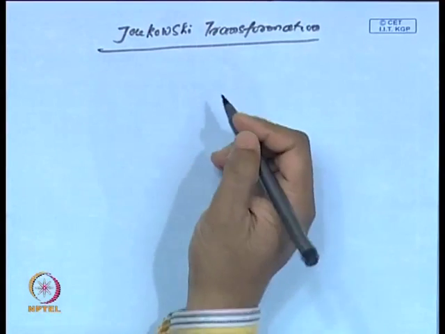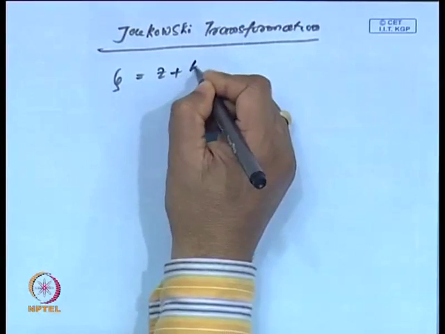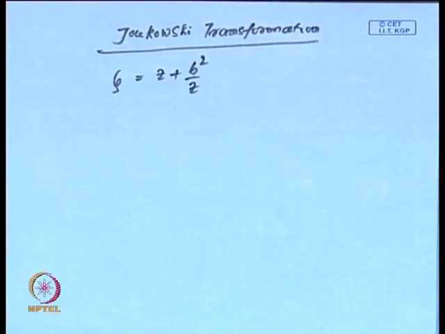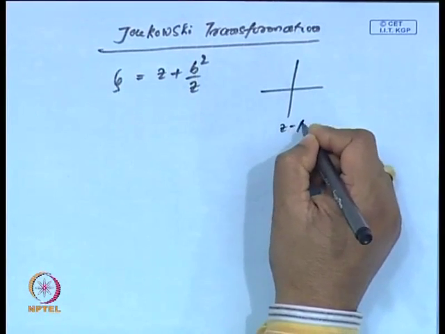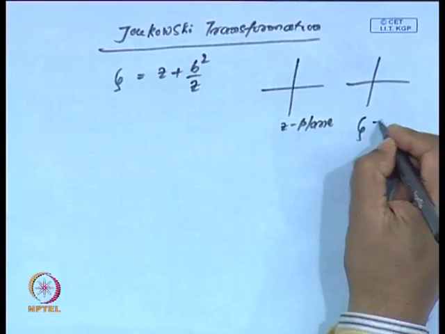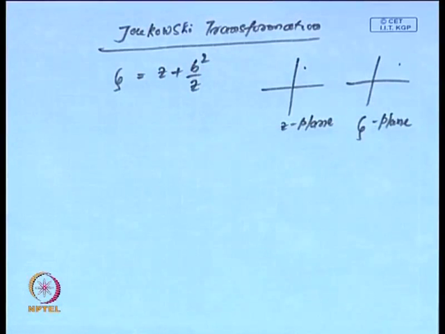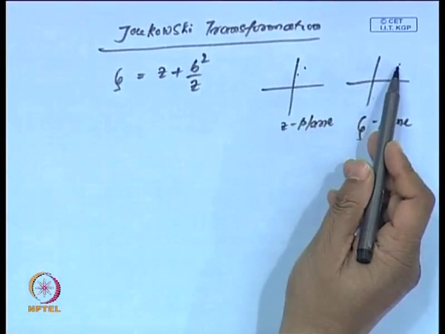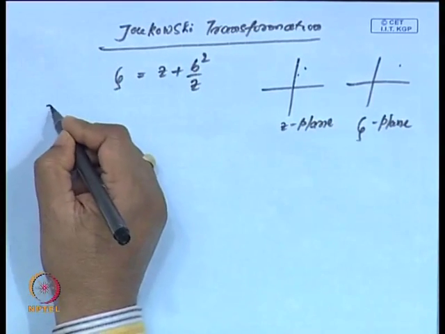This transformation says that zeta is z plus b square by z. If this is the transformation, I have a point in the z plane, and each point in the zeta plane will be, this is the zeta plane. So, each point z here will have a corresponding point here. By using this transformation, we can have a point here and then a respective point here and vice versa.